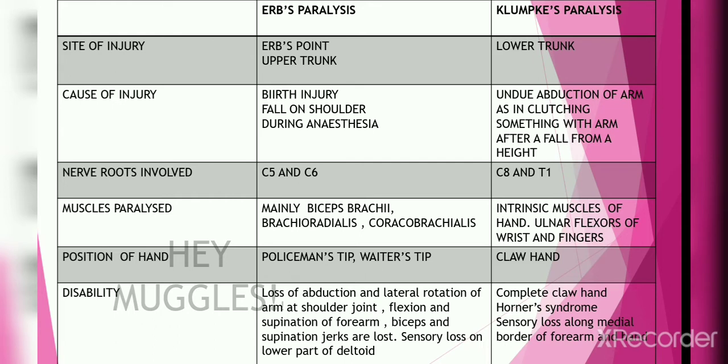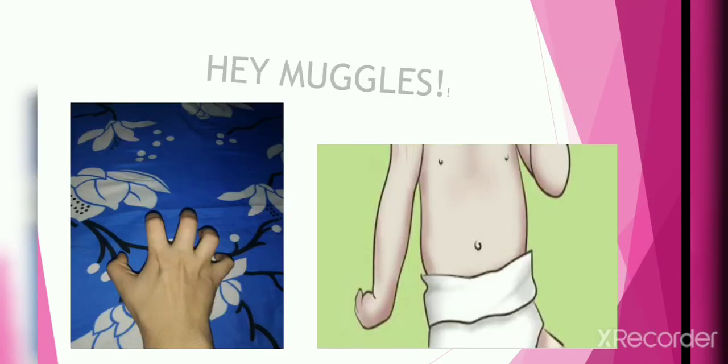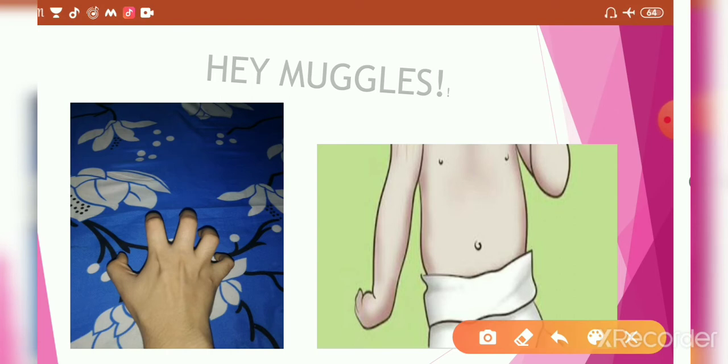What is the position of the hand? In Erb's paralysis, the person presents with policeman's tip or waiter's tip hand. So how does it look like? The second diagram shows your policeman's tip or waiter's tip hand. So in Erb's paralysis, the patient presents with this kind of feature.